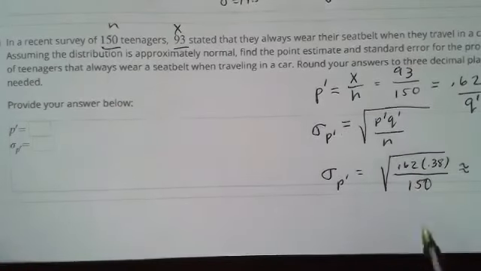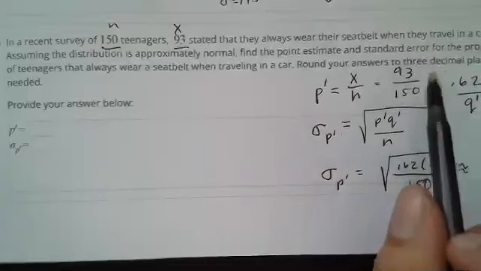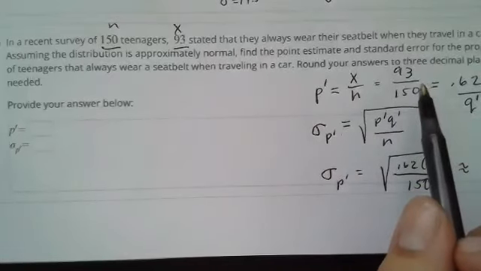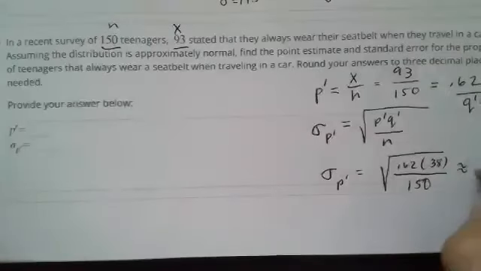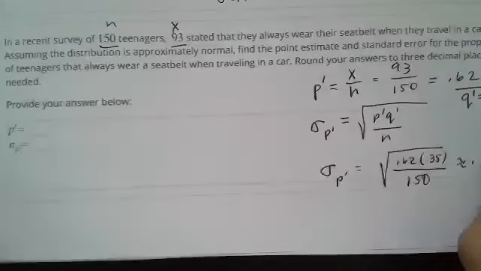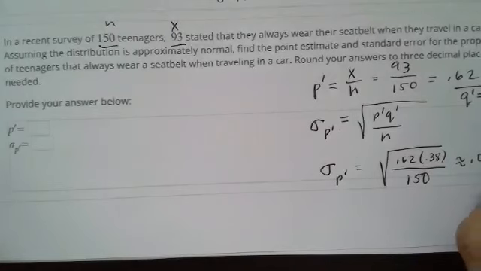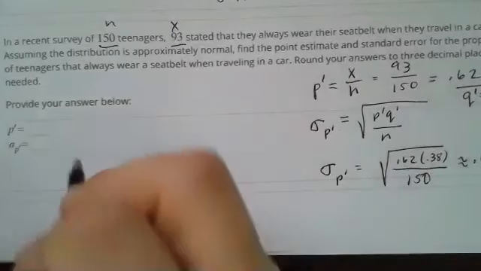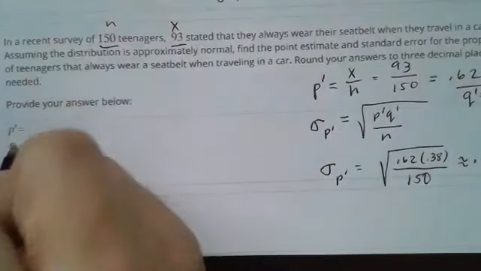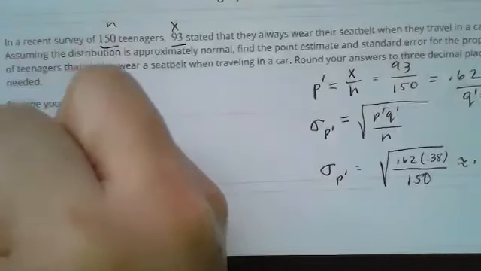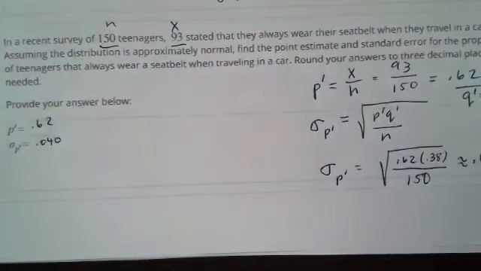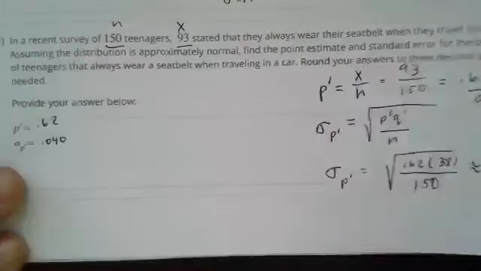And that's, it says 3 decimal places, so it would be 0.0396. So 0.0396 actually rounds up to 0.040. Okay, so this is 0.62 and this is 0.040. Okay. So not too bad, pretty straightforward.